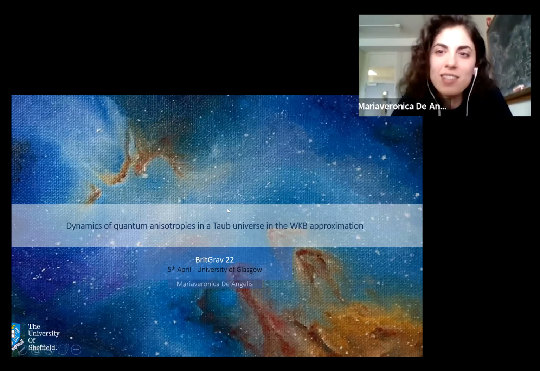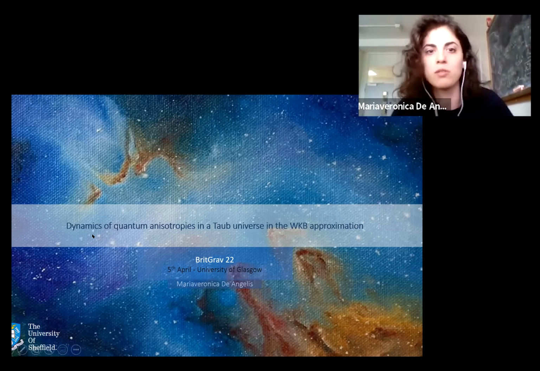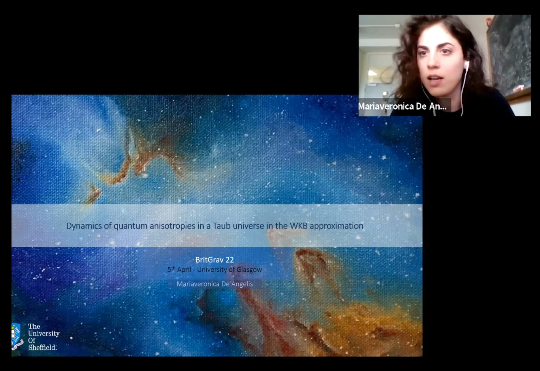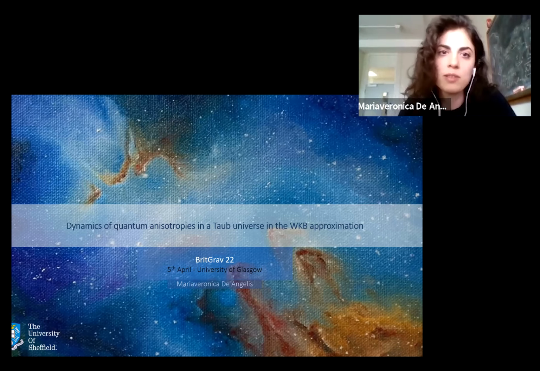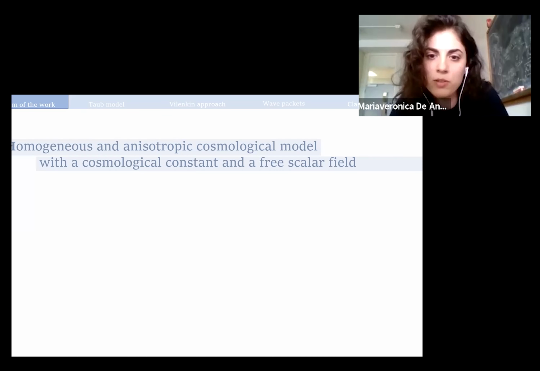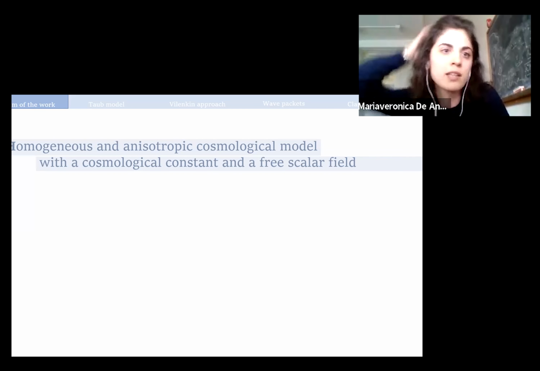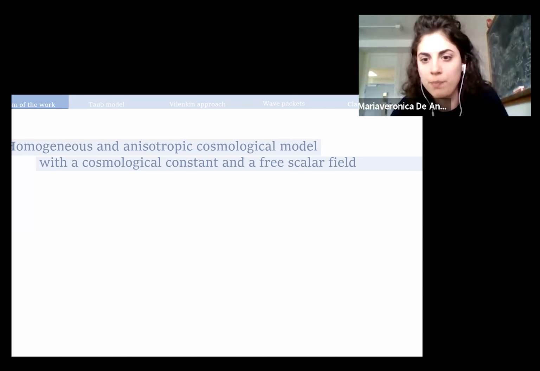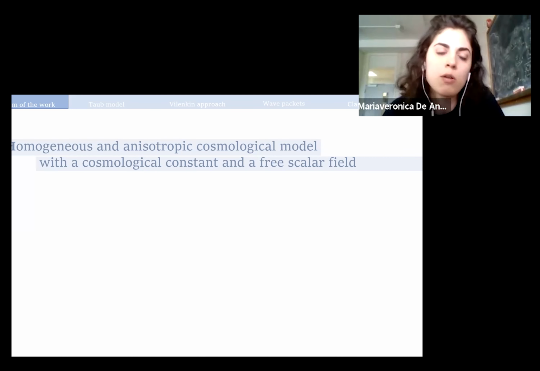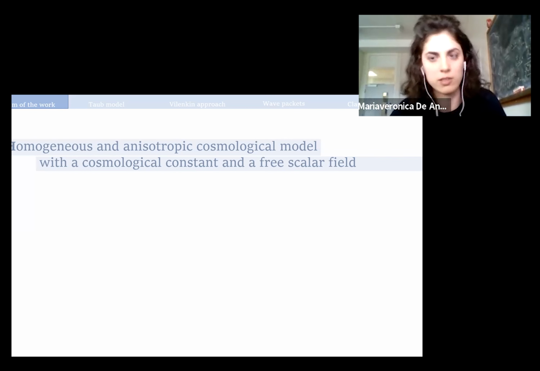I'm Mariaveronica de Angelis. I'm talking about dynamics of quantum anisotropies in a Taub universe in the WKB approximation. One of the most interesting open questions in theoretical cosmology concerns how a primordial quantum universe reaches a classical isotropic limit. So the aim of the work is to study a homogeneous and anisotropic cosmological model, that is the Taub universe, in the presence of a cosmological constant and a free, minimally coupled scalar field, because these two last ingredients well mimic the slow rolling phase of an inflationary scenario.